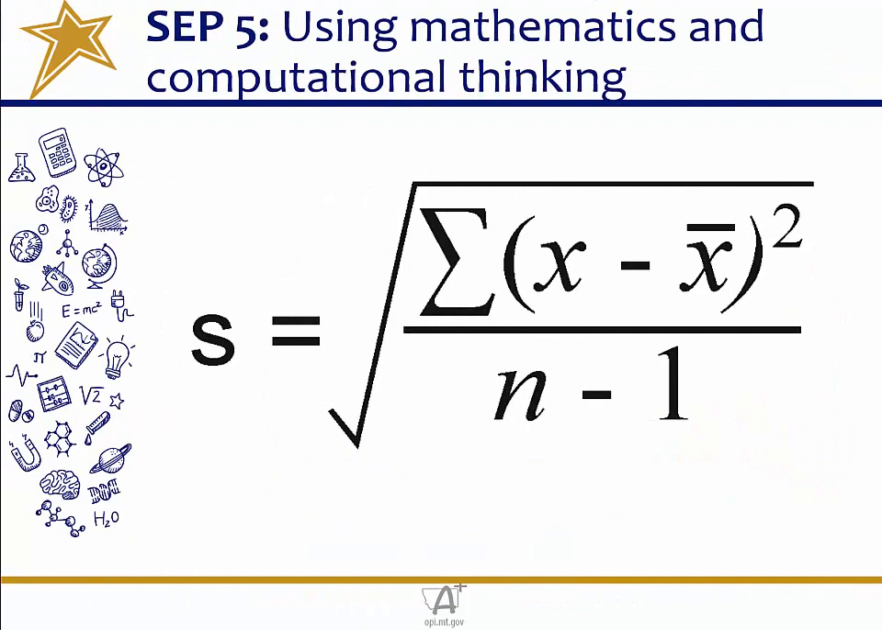The next one is using mathematics and computational thinking. In both science and engineering, mathematics and computation are fundamental tools for representing physical variables and their relationships. They are used for a range of tasks such as constructing simulations, solving equations exactly or approximately, and recognizing, expressing, and applying quantitative relationships. Mathematical and computational approaches enable scientists and engineers to predict the behavior of systems and to test the validity of such predictions.